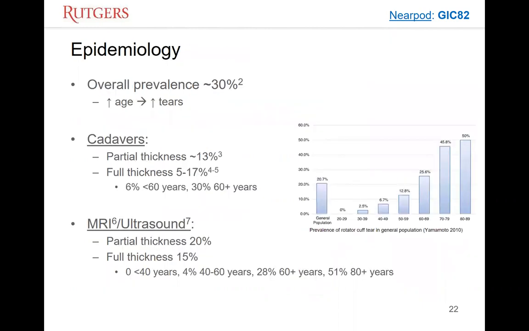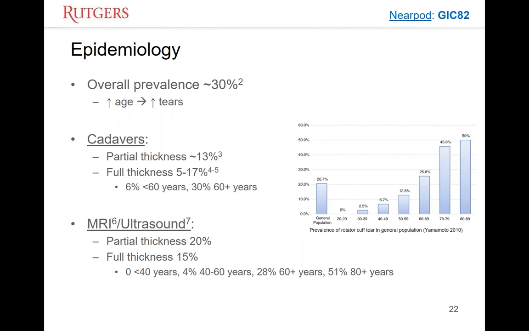The overall prevalence of rotator cuff tears seems to be somewhere around 30% in the general population. That increases as people age. Multiple studies have been performed to try to evaluate the presence of rotator cuff tears, both in cadavers and asymptomatic volunteers. In those cadaveric studies, they've been shown to have a prevalence of partial thickness cuff tears in about 13% and full thickness in 5 to 17%.